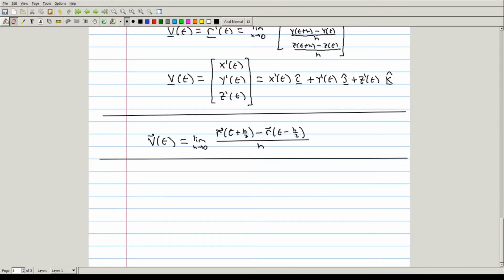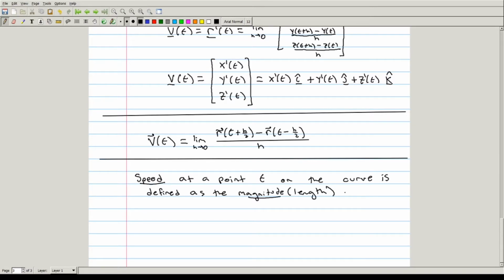So, like I mentioned before, I want to write down that the speed at a point on the curve is defined as the magnitude or length of the vector v.